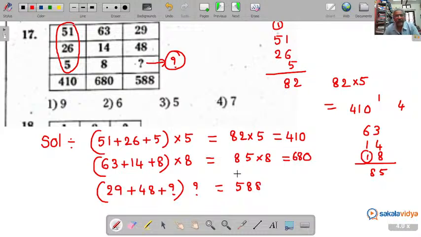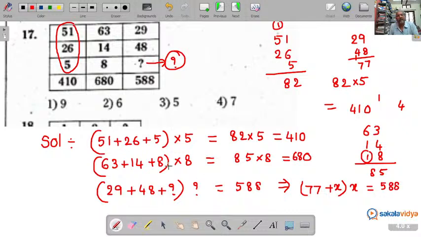This is a very beautiful question. See now, 29 plus 48 is actually 77. So, 77 plus question mark, write down x, multiplied with this also x, equal to 588.